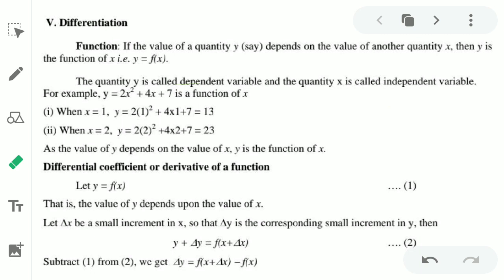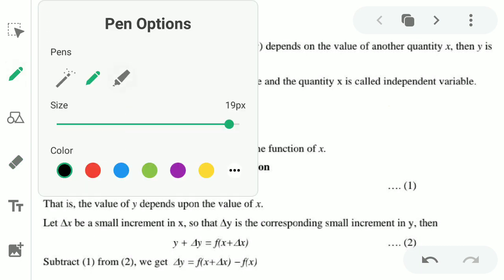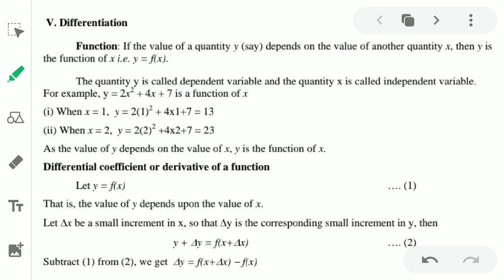Firstly, we discuss the term called function. The question arises, what is a function? We say that if the value of a quantity y depends on the value of another quantity x, then y is a function of x. That means y is equal to f(x).